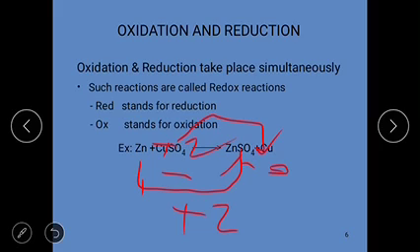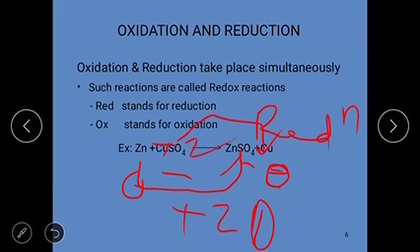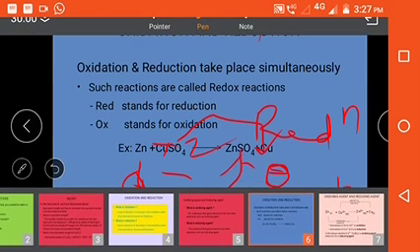Okay, when we observe here, from the plus 2 oxidation state it converts to 0, meaning there is a decrease in the oxidation number, then it is called reduction. Here, zinc to zinc sulfate, the oxidation number increases from 0 to plus 2, then it is an oxidation.